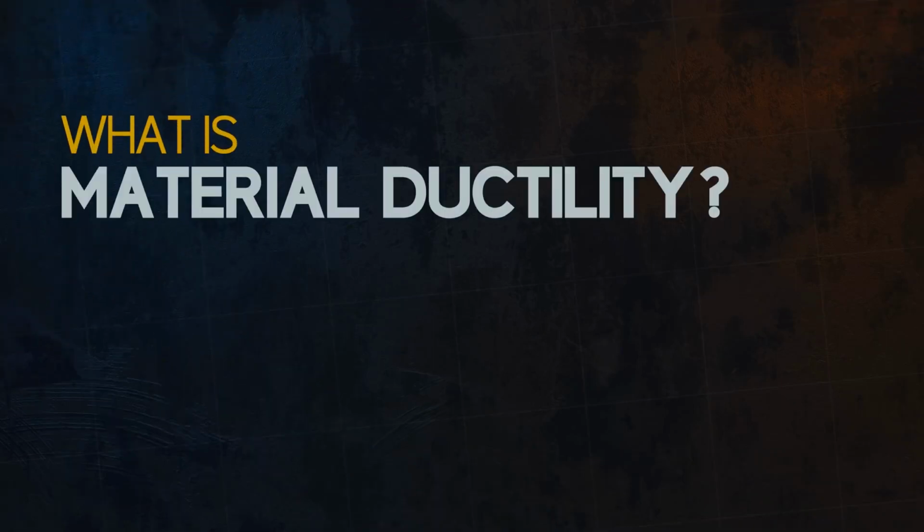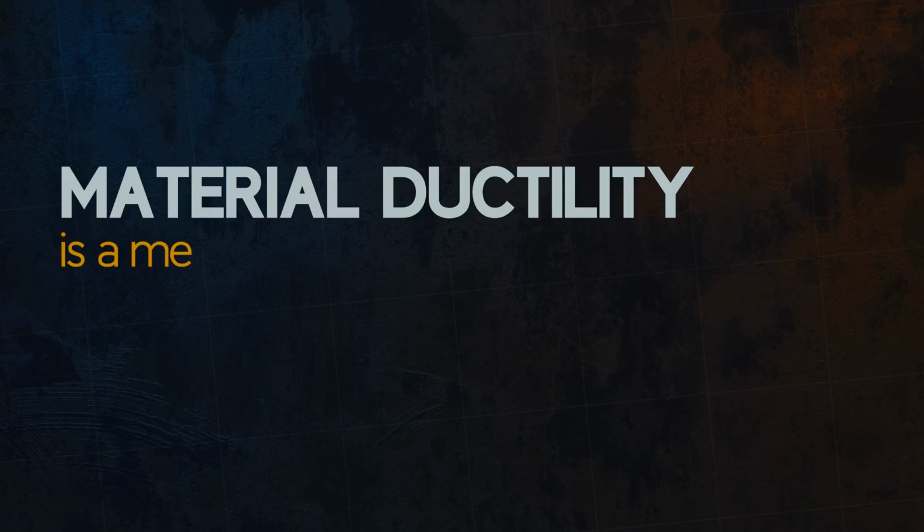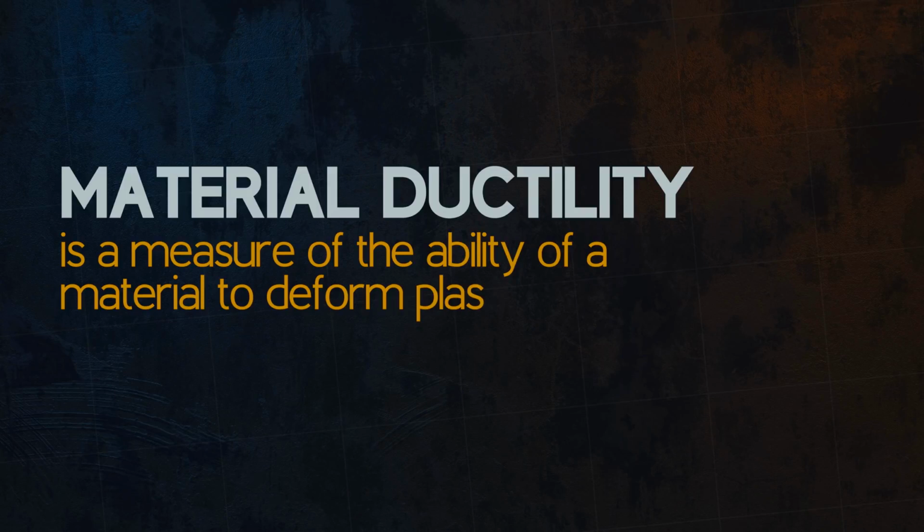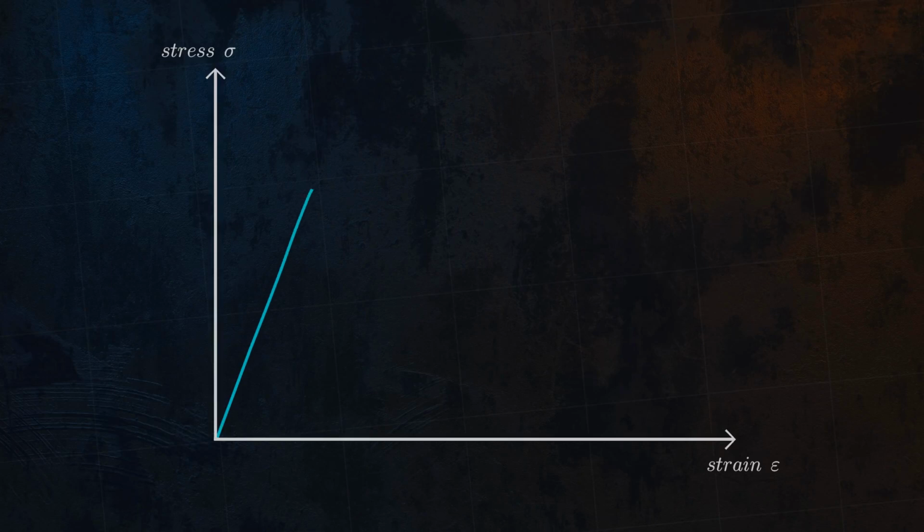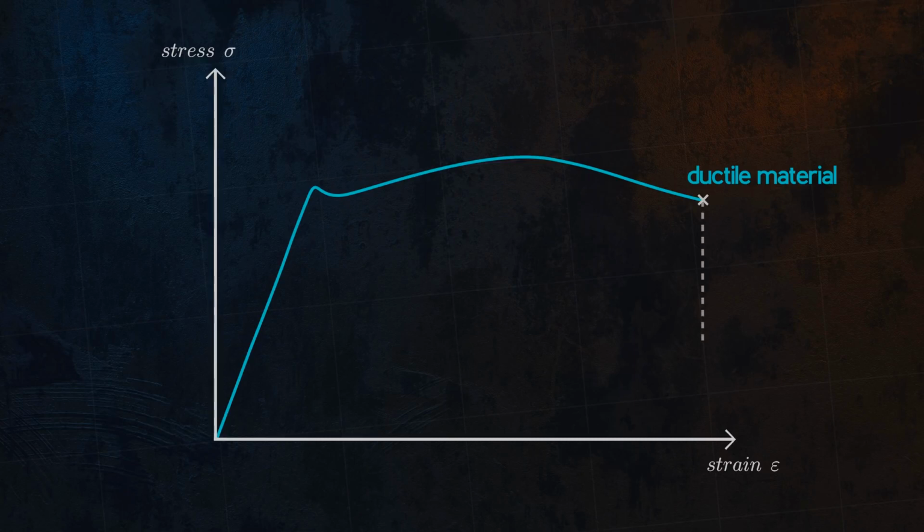I've mentioned material ductility a few times in this video, so now is probably a good time to define it properly. Ductility is a measure of the ability of a material to deform plastically before fracture. Let's return to our stress-strain curve. Materials which undergo large amounts of plastic deformation before they break are called ductile materials. These materials fracture at very large strains. Mild steel and gold are examples of very ductile materials.